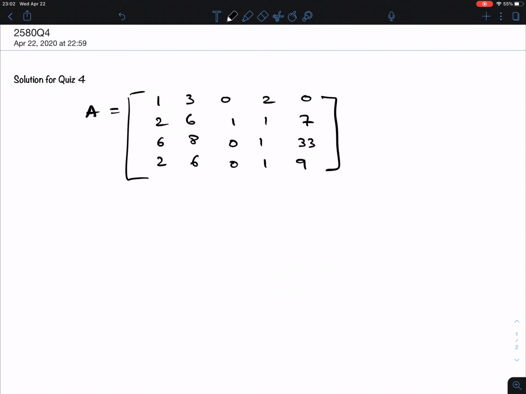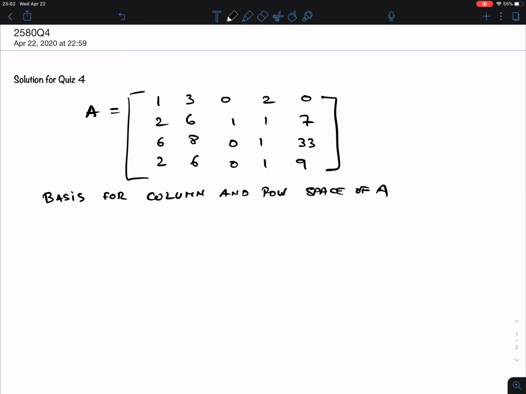I want to give quickly the solution for quiz 4. The main question was to find the basis for the column space and also for the row space of this matrix. Of course, the first thing we have to do is to get it in row reduced form, or at least, for this question, it's enough to just get echelon form.